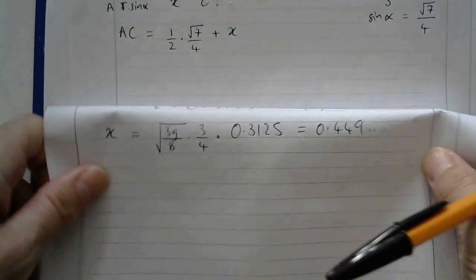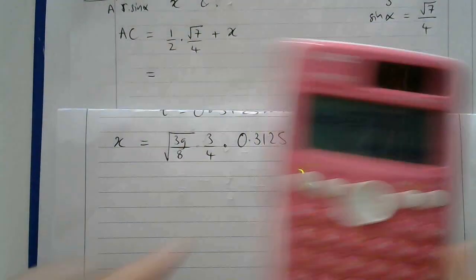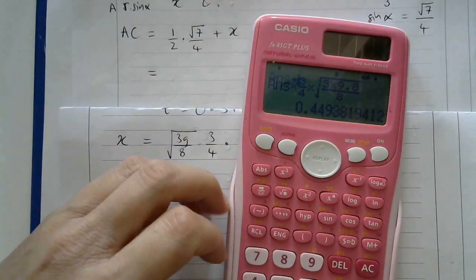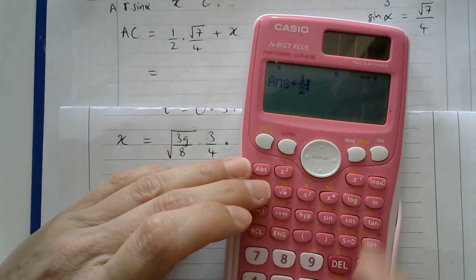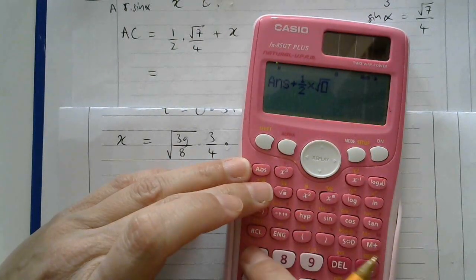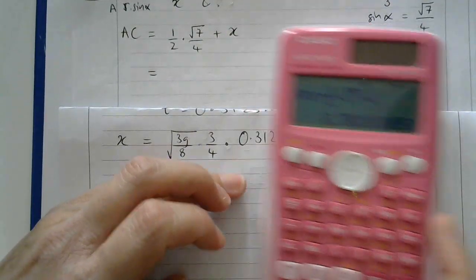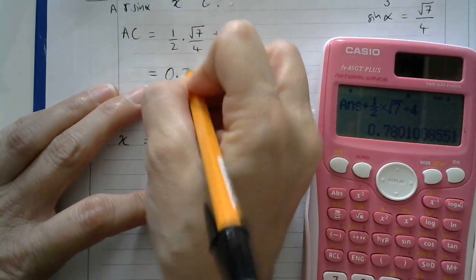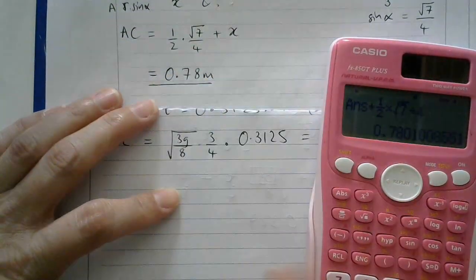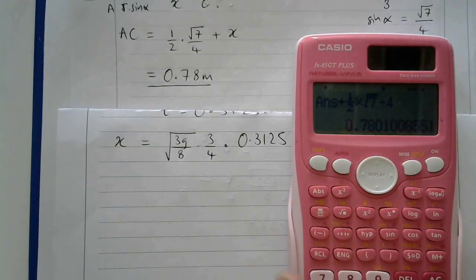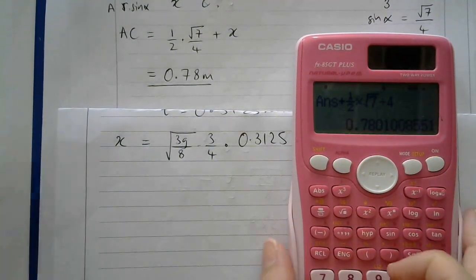And so now to get the final thing that they wanted, AC is this. So I just need to do that plus this value of X that I got. So there's my value of X plus a half times root 7 divided by 4. And so I end up with 0.78 meters. Okay, or 0.780 is fine as well.